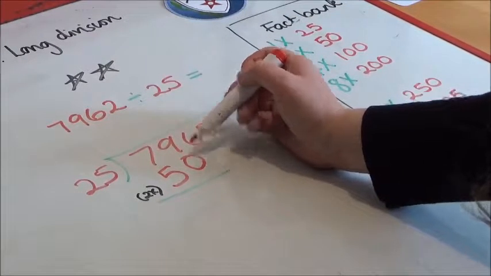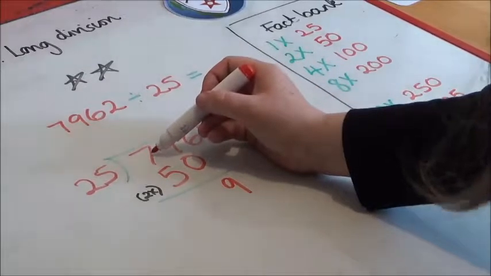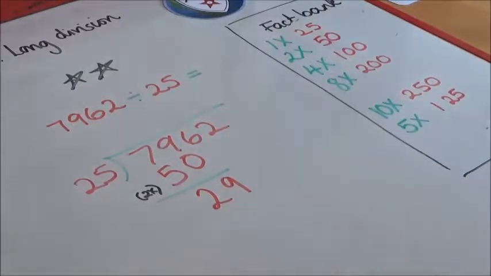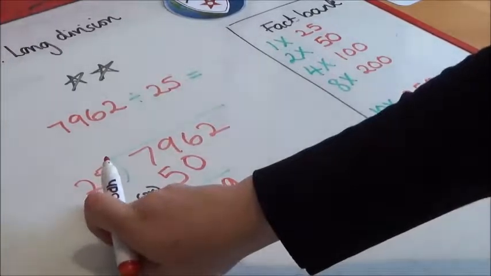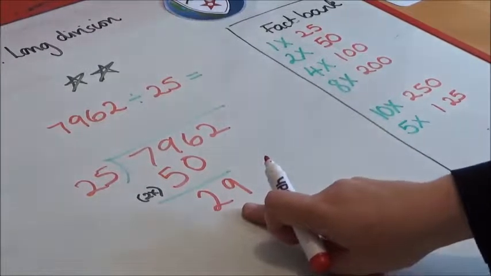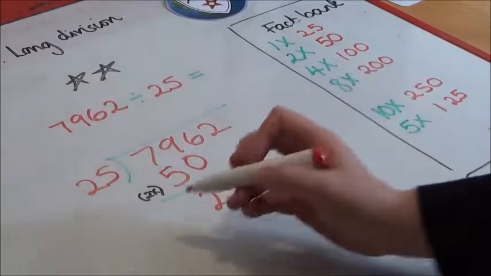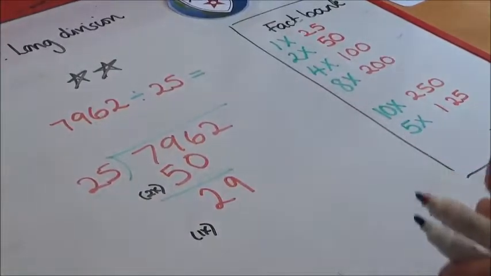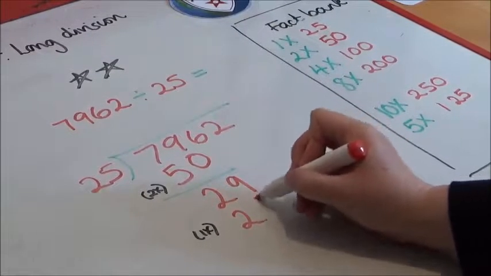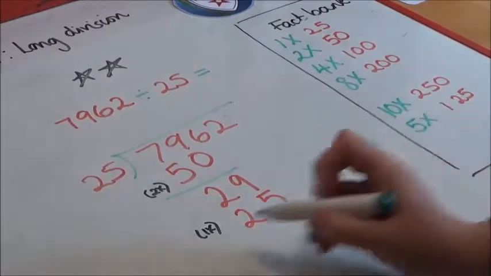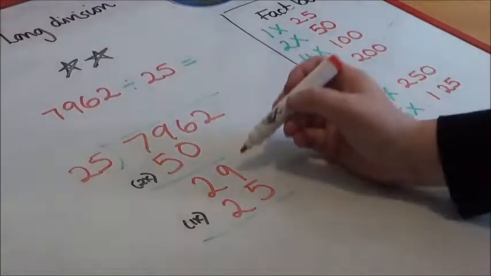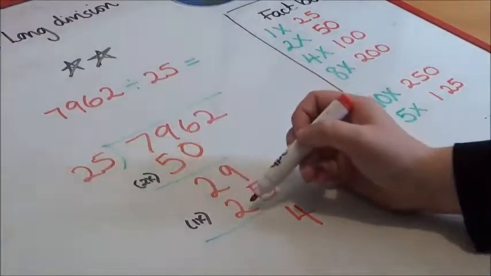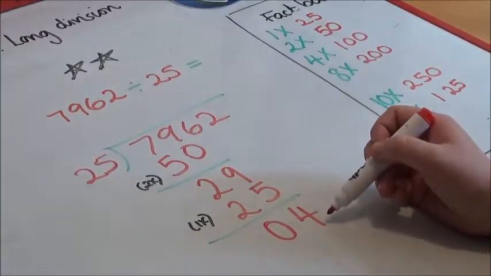9 units, take away 0 units is 9. 7 tens, take away 5 tens is 2. We have 29 left over. Can we group any more groups of 25 from 29? Yes, we can. We could group one more group. Which would be 25. Let's see how many we've got left over. 9 take away 5 is 4. 2 take away 2 is 0. We have 4 left over.